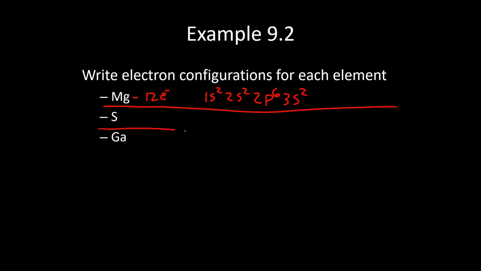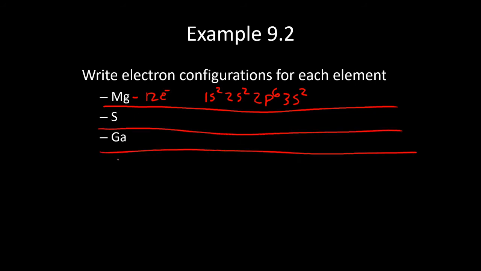Let's do sulfur. So sulfur, if I look it up on the periodic table, has 16 electrons. So I'm going to do the exact same thing that I did for magnesium. Start with a 1s and work my way up. 1s can hold 2, 2s can hold 2, 2p can hold 6. That's 10 electrons so far. I have 6 more to go.